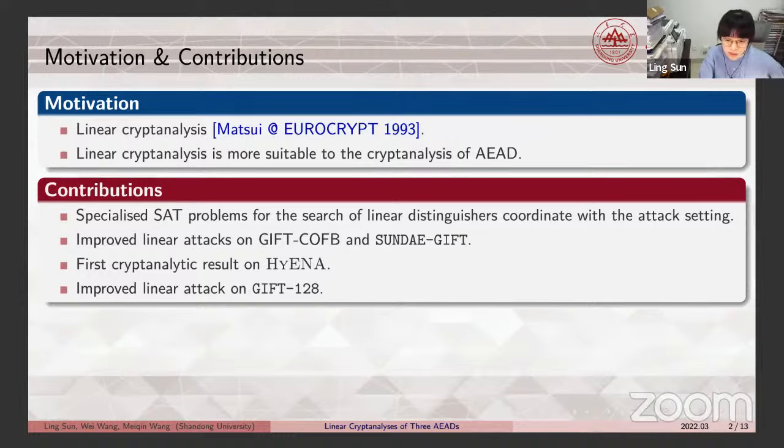The contribution can be divided into 4 parts. Firstly, we create specialized set problems for the search of linear distinguishers coordinated with the attack setting. With this method, we improve linear attacks on GIFT-COFB and SUNDAE-GIFT. Thirdly, we propose the first cryptanalytic result on HYENA. Also, we provide an improved linear attack on GIFT-128.